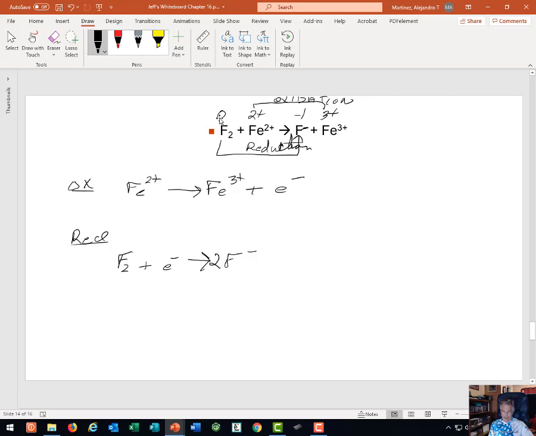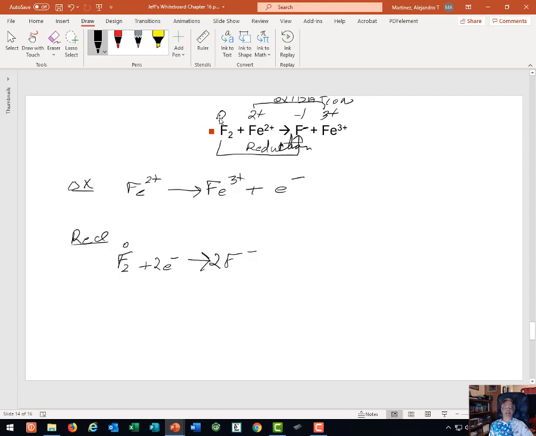Let's figure out how many electrons we need. Well, I have a 0 charge over here. I have 2 negative charges on the product side, and so I need 2 negative charges added to the 0 charge that's on diatomic fluorine here to have a 2 negative charge over here on the reactant side as well. So mass, I've got 2 fluorines, and charge, I've got 2 negative, 2 negative. Mass and charge are both balanced in the reduction half.